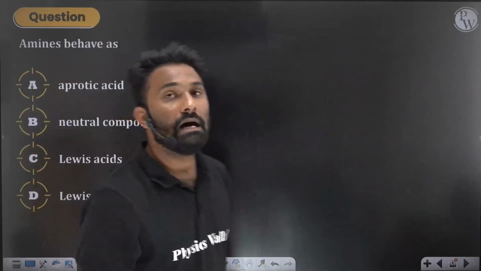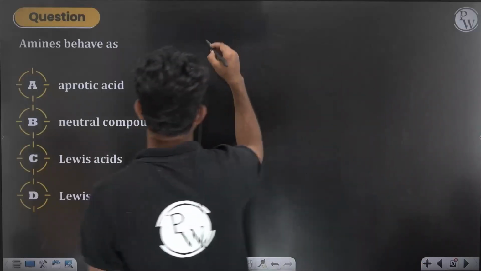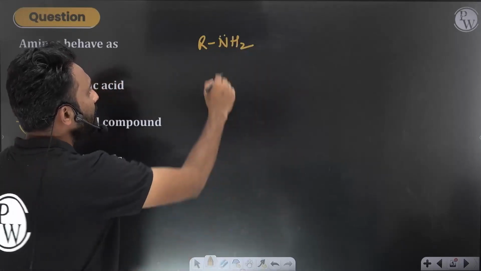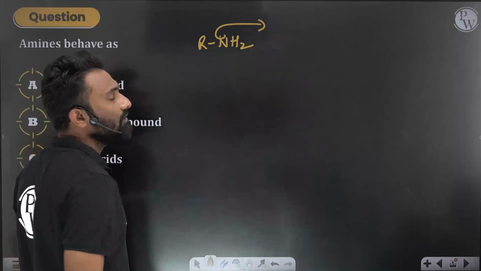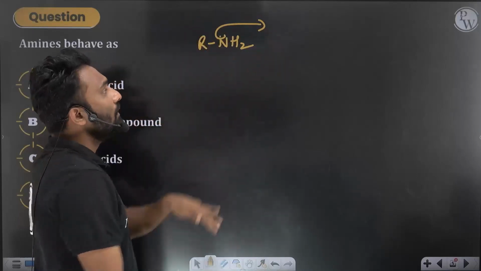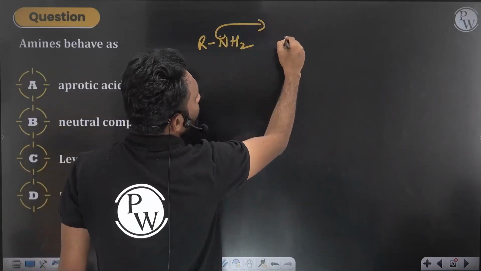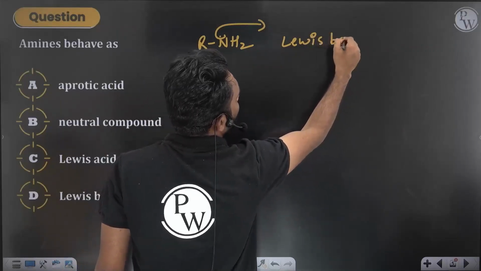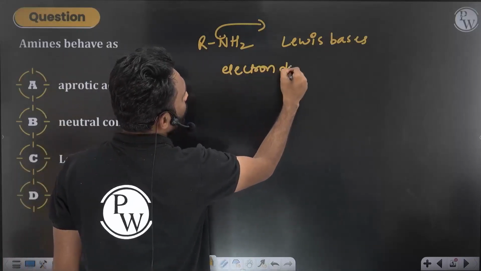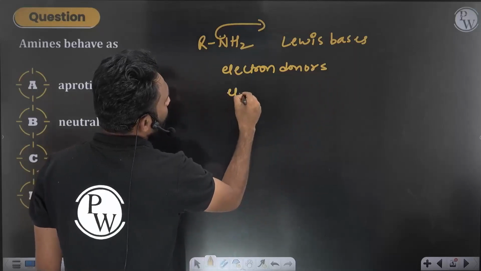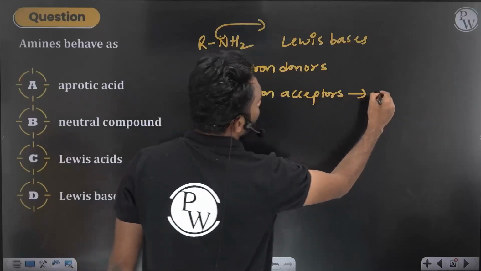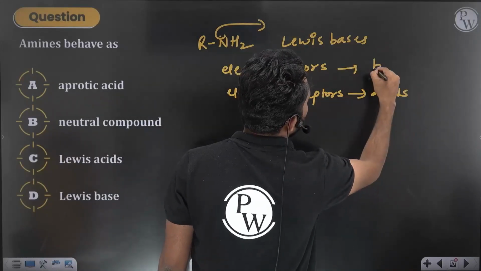Amines behave as what? Here these are amines. Amines give the lone pair of electrons to an electron deficient species. If it is giving electrons, it is acting as a Lewis base. Lewis bases are electron donors. Electron donors are the bases. Electron acceptors are acids.